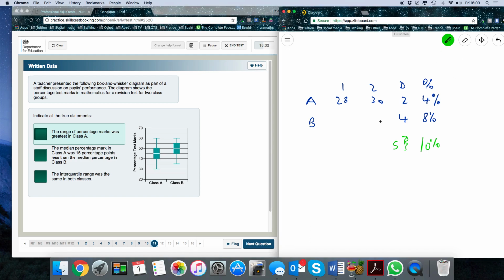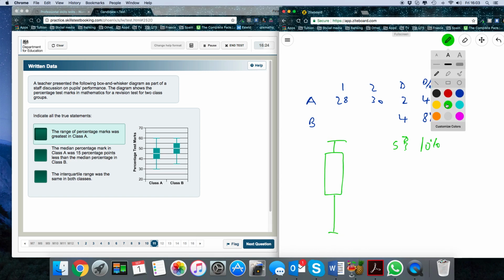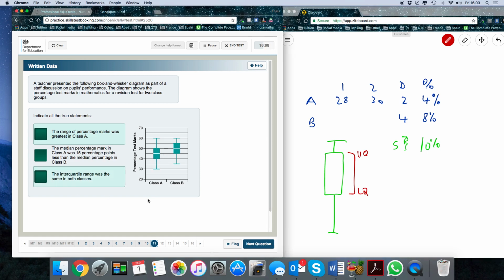Interquartile range, let me just teach you interquartile range very quickly on the whiteboard over here. So for any box plot, the difference between the upper quartile and the lower quartile is the length of that box. So can you see when you look at the length of those boxes in both classes, they were the same, so this is true.